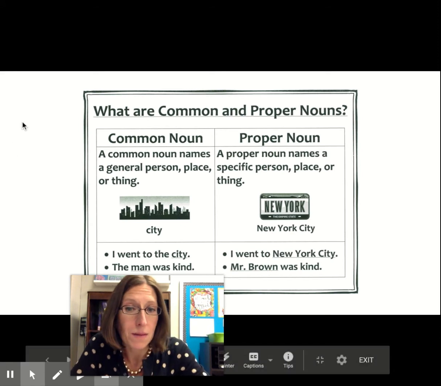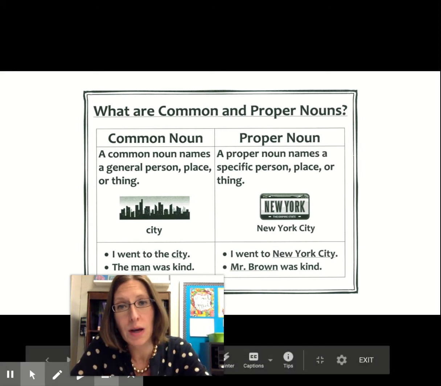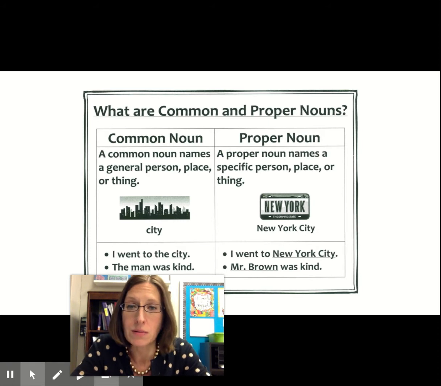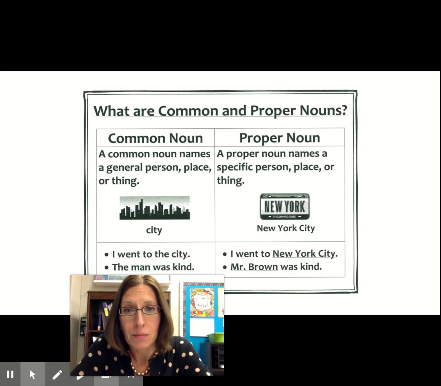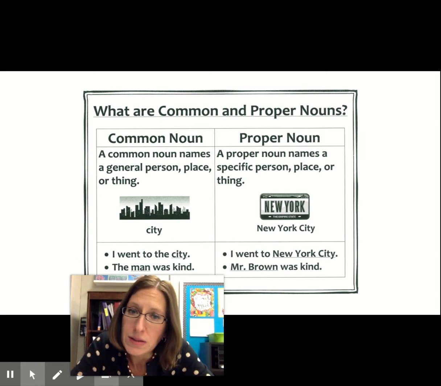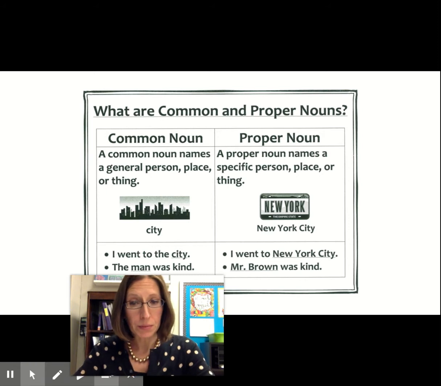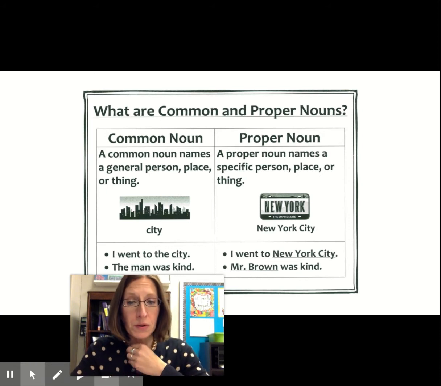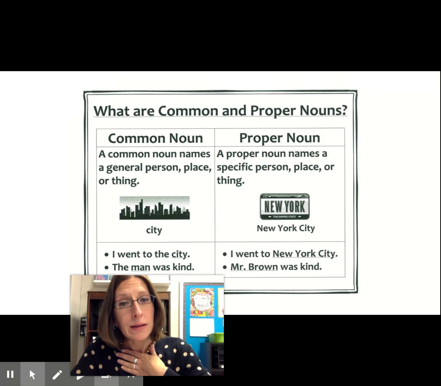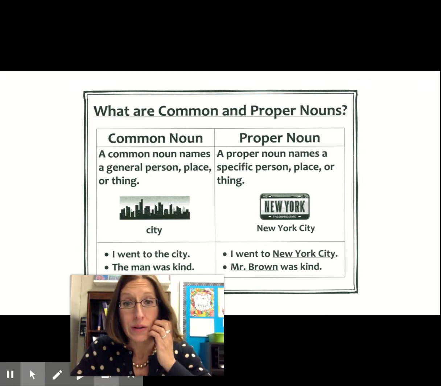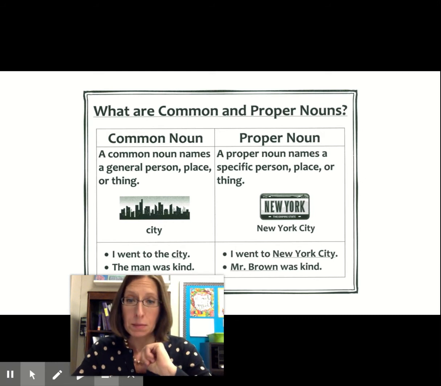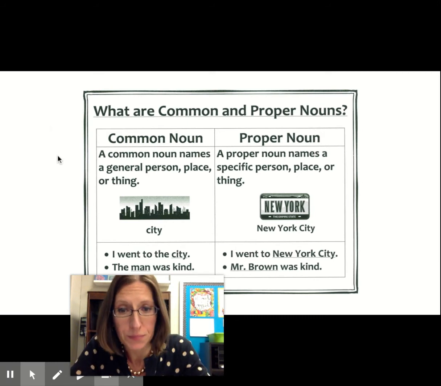And again, in the back of our writing packet, we have our little poster about common nouns and proper nouns. A common noun is just any person, place, or thing. For example, city. I went into the city. But a proper noun must be proper. It names a specific person, place, or thing, and we need capital letters. So if you went to New York City, you would need capital letters for the proper noun.